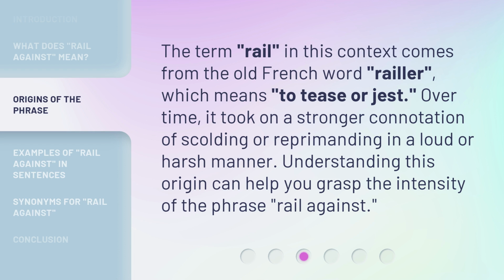The term "rail," in this context, comes from the Old French word "railer," which means to tease or jest. Over time, it took on a stronger connotation of scolding or reprimanding in a loud or harsh manner. Understanding this origin can help you grasp the intensity of the phrase "rail against."